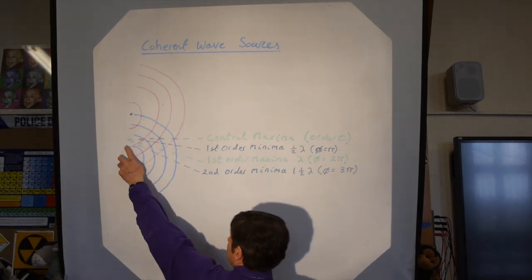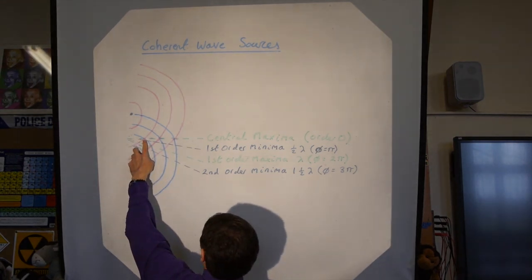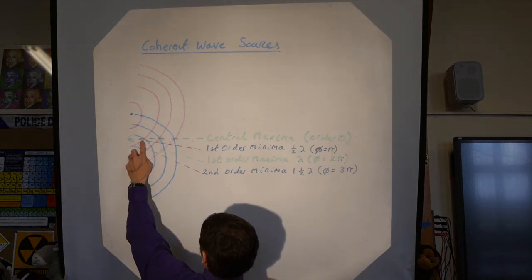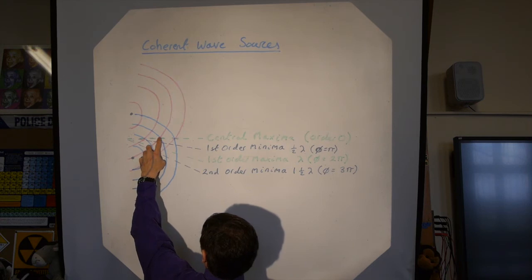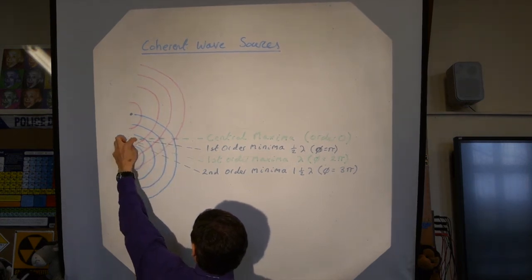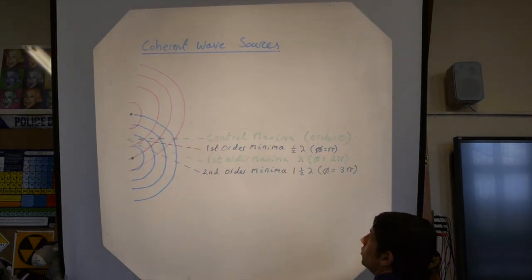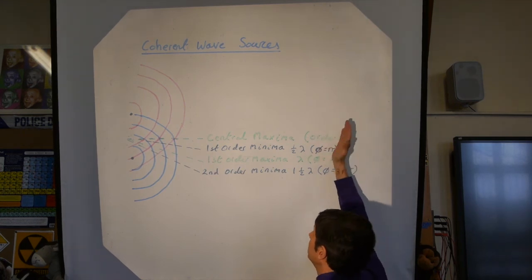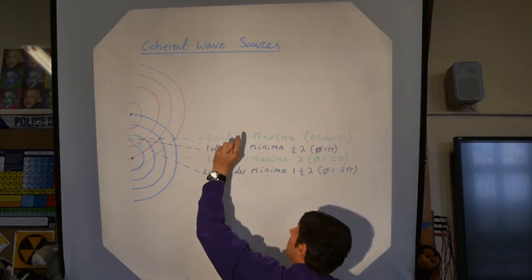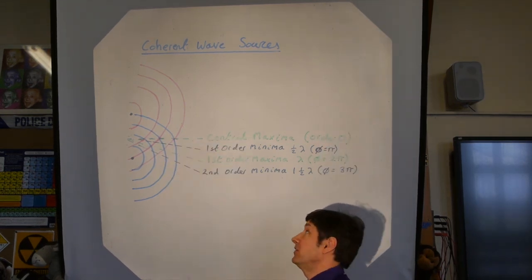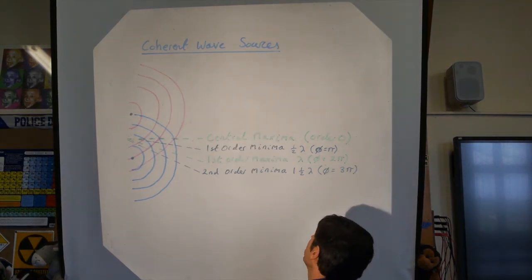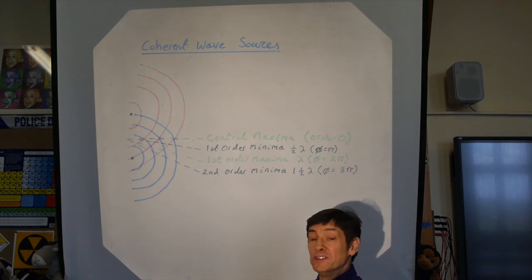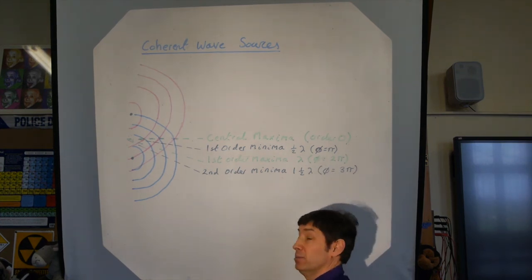And if you look at the midpoint here and you follow along the midpoint, you'll notice peak and peak, trough and trough, okay, peak and peak, trough and trough, peak and peak, all the way along this line, you will always get a place where you get constructive interference, okay? And we call that place the central maxima, okay? It has an order of zero, the zero order maxima, okay?